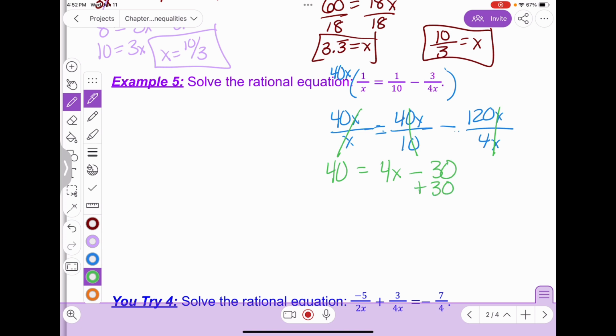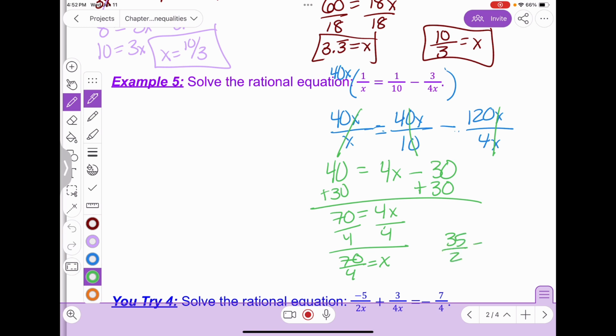So we're going to add 30 to both sides. So we get 70 equals 4x. Divide by 4. And we get 70 over 4. And those are both divisible by 2. So we get 35 over 2. So you could leave it like that, or 35 divided by 2 is 17.5. Either of those answers would be fine.